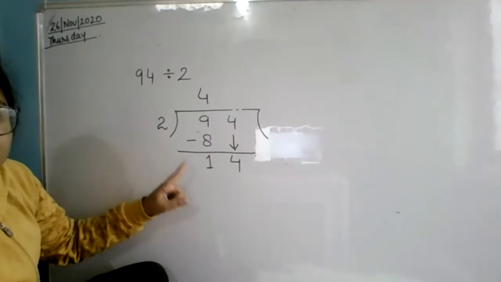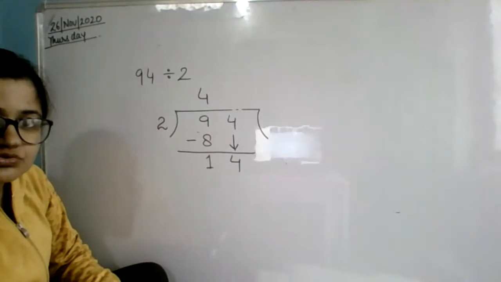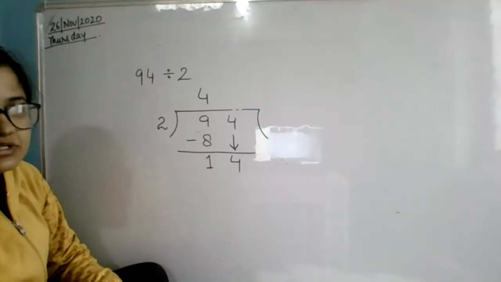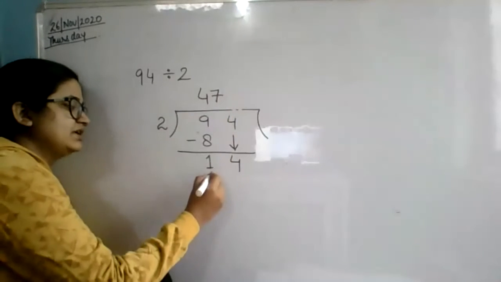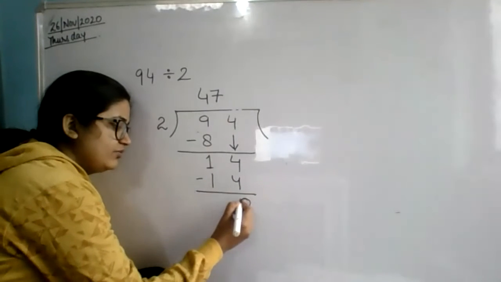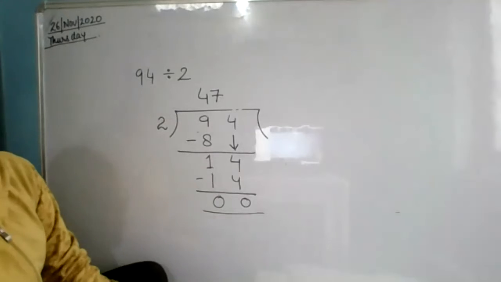Now, in the table of 2, when does 14 come? If you read the table of 2, 2 1s are 2, 2 2s are 4, 2 3s are 6, 2 4s are 8, 2 5s are 10, 2 6s are 12, 2 7s are 14. 2 7s are 14 comes. So we will subtract it, and 4 minus 4 is 0, 1 minus 1 is 0. So this is the number.